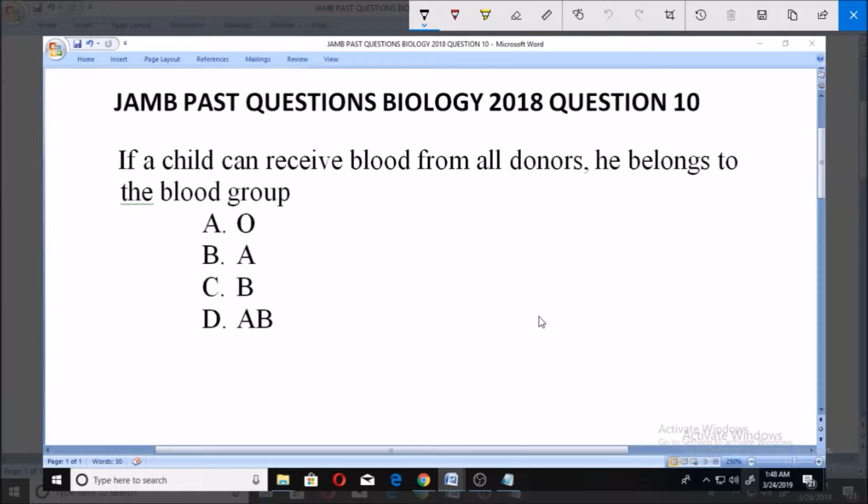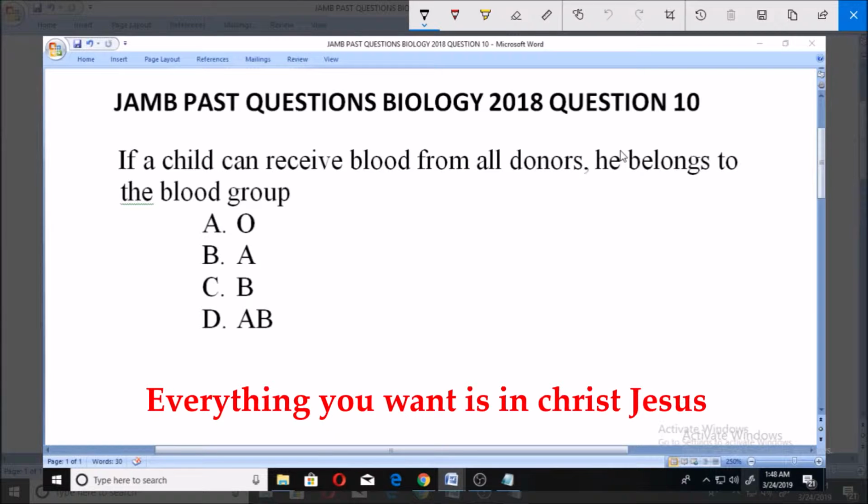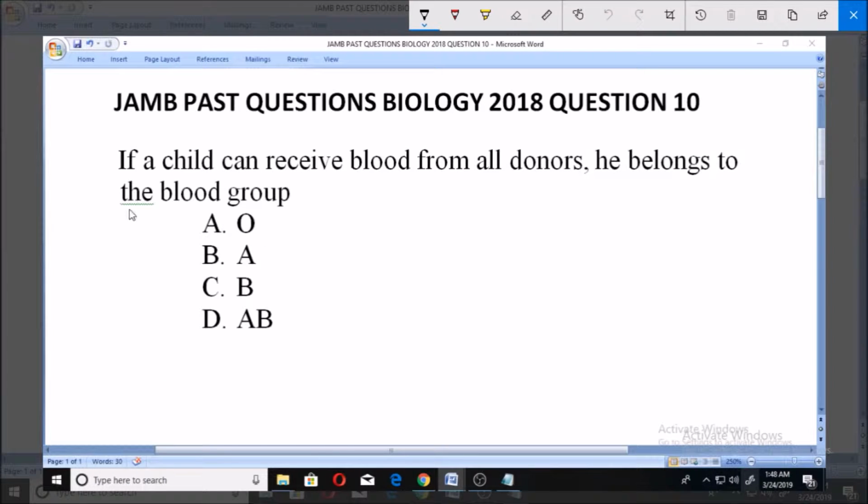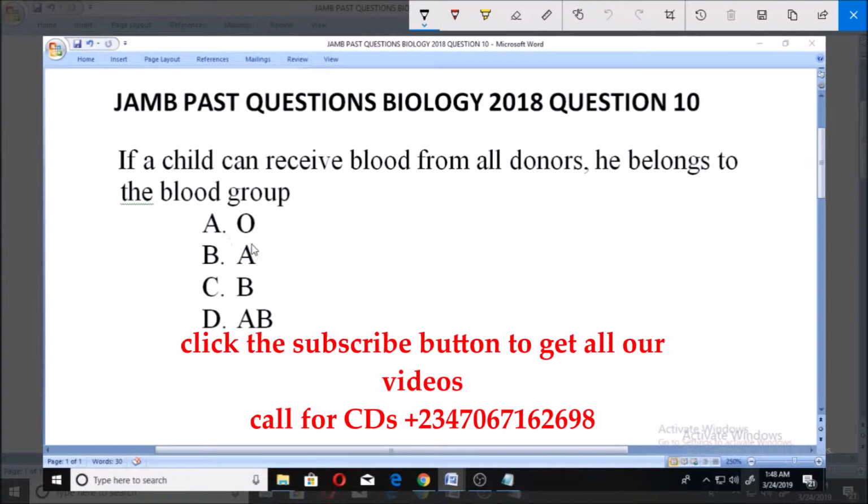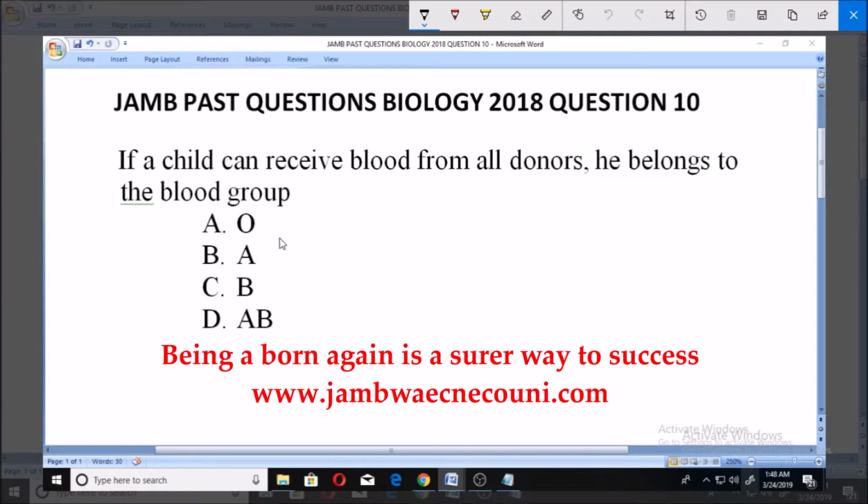Welcome. Let's look at these JAMB past questions, Biology 2018, question number 10. If a child can receive blood from all donors, he belongs to the blood group: A, O; B, A; C, B; D, AB. So does he belong to blood group O or A or B or AB?